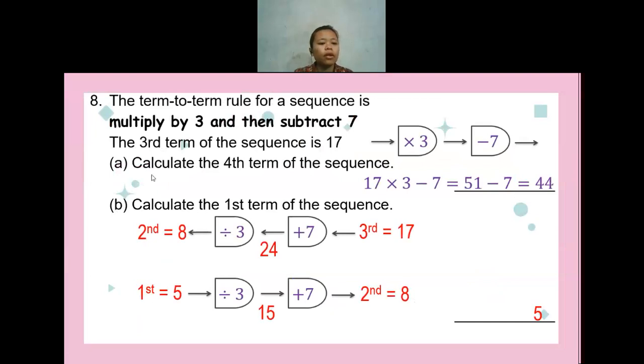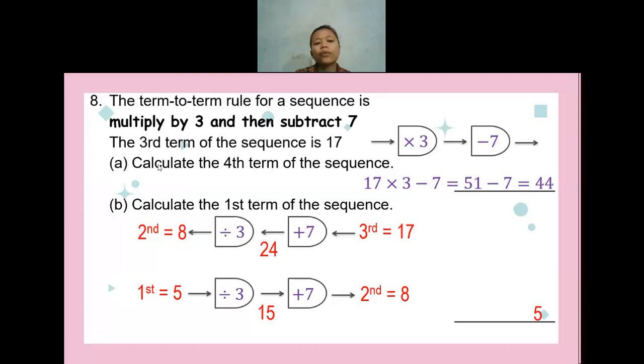Okay. So now for question 8, the term-to-term rule for a sequence is multiply by 3 then subtract 7. So in here I will just represent it as a function machine. It will be times 3 minus 7. Later it will make it easier for finding the previous term.